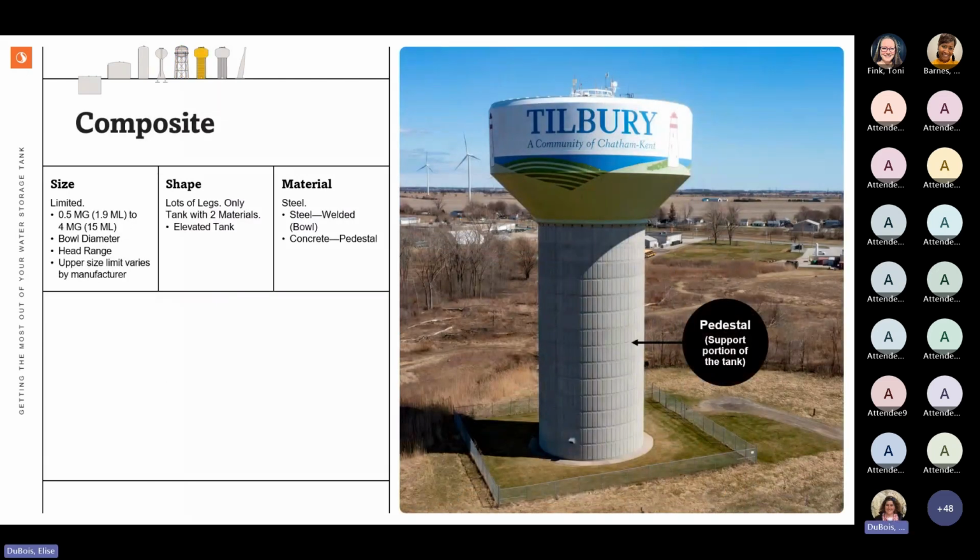Composite tanks are the only tank that has both steel and concrete materials. However, the bowl is steel, which is why all elevated tanks fall into the steel category. So the pedestals are the only part that's concrete.